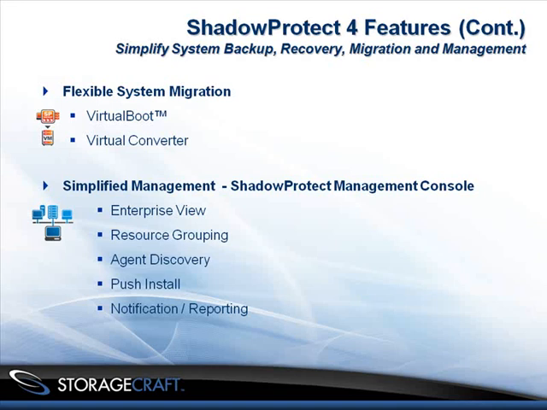Then you can go into that infrastructure, create a virtual machine, and point it to that hard drive, that virtual disk file. Simplified management. We now have a management console, an enterprise view into all of the systems that are running ShadowProtect on your network. You can group them by resource or by job or whatever you desire there. You also can go out and see what machines on your network are running ShadowProtect, and then the ones that are not, you can actually do a push install. You can activate the license and tell the machines to reboot as well.